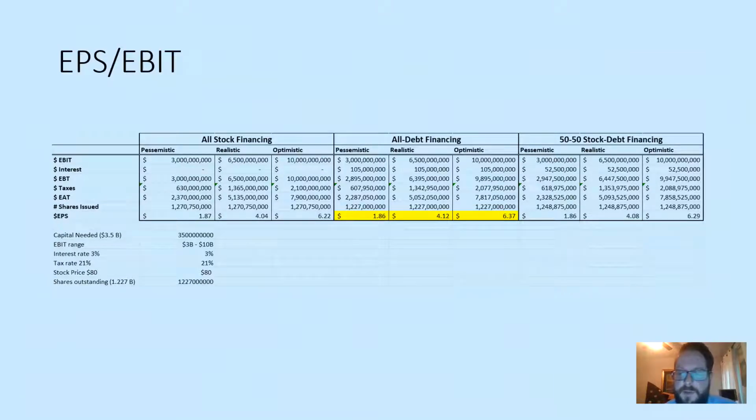So now moving on to the earnings per share, earnings before interest and taxes analysis. I went with a conservative estimate of about $3.5 billion to implement all of my suggested strategies. Then I set a range of $3 billion to $10 billion for the earnings before interest and taxes range. We have a tax rate of 21%, interest rate 3%. Stock price is hovering right around $80, maybe 83 today. I haven't checked actually, but they have about 1.25 billion shares outstanding. So as you can see from all of these very large numbers, upon analyzing, I recommend an all debt financing option.